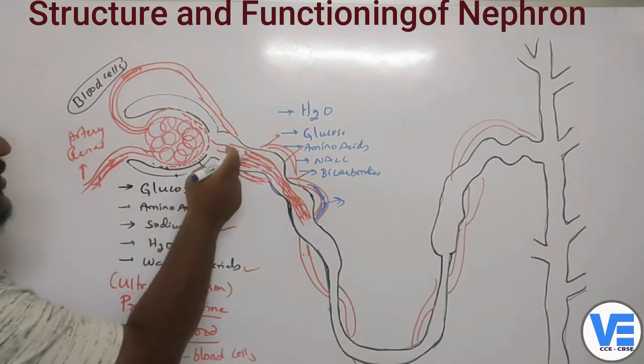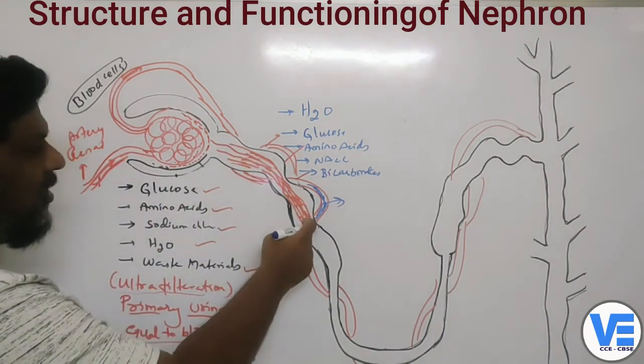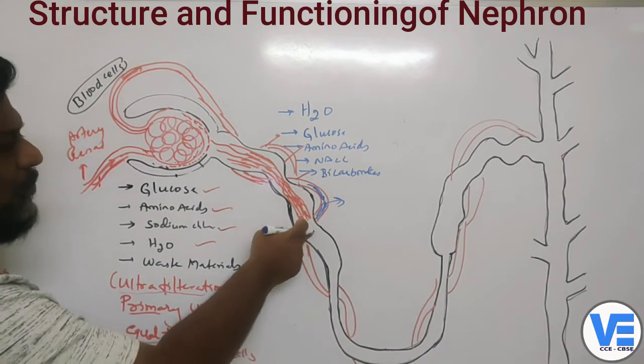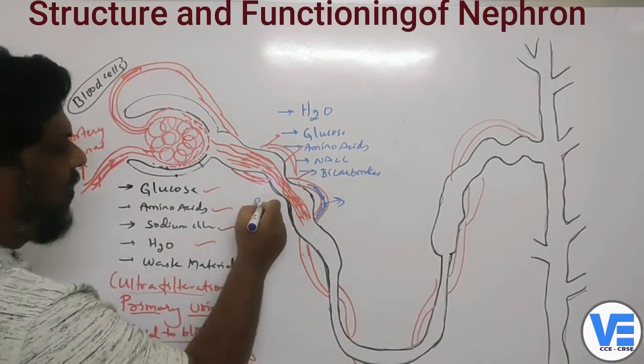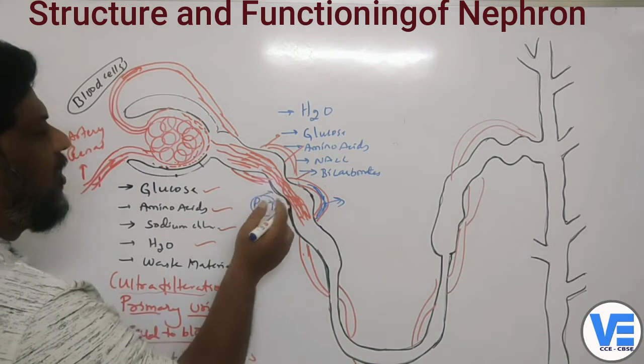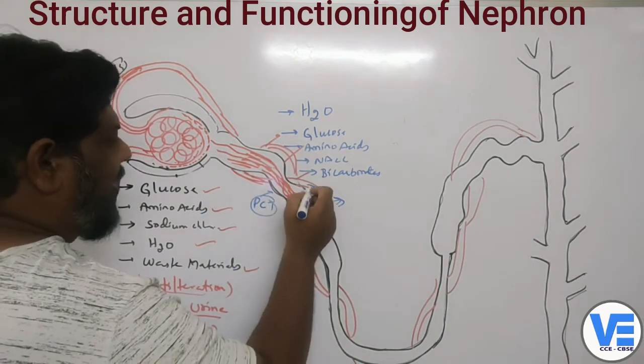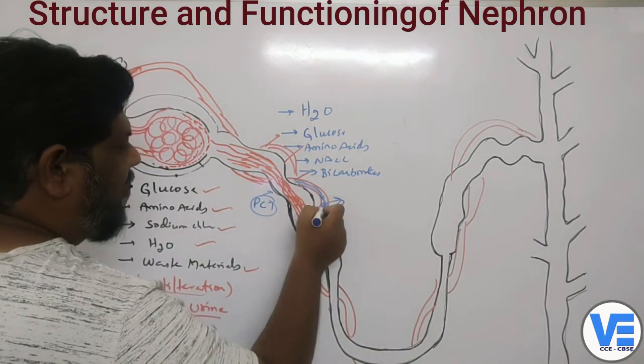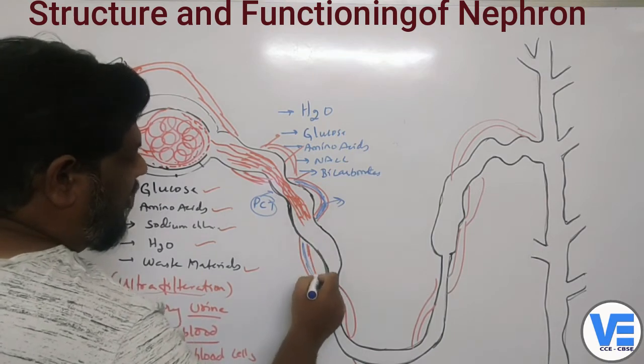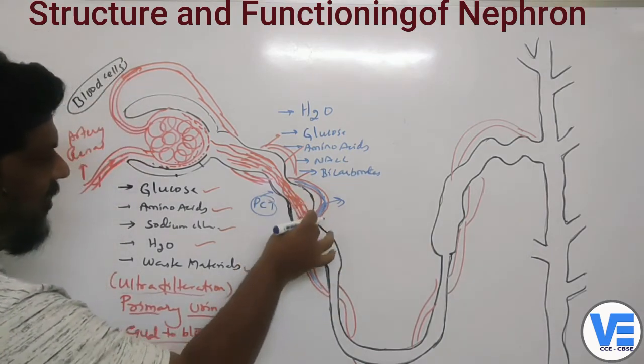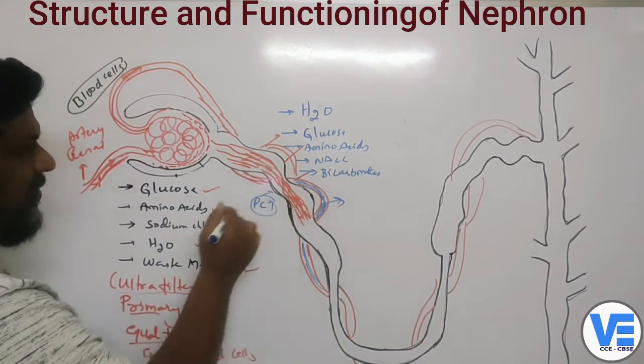So what are the things which are there in this now? The primary urine in the PCT, that is the proximal convoluted tubule, entered into where? They directly entered into the tubular cavity.